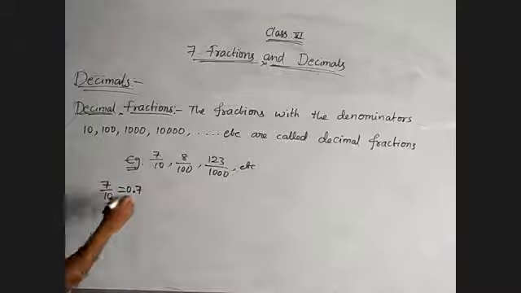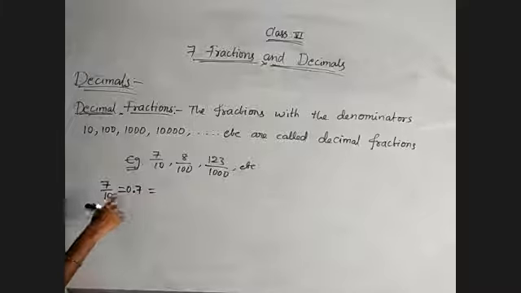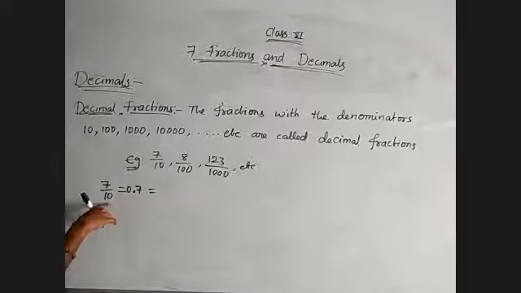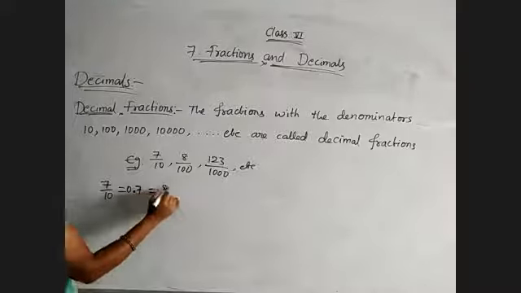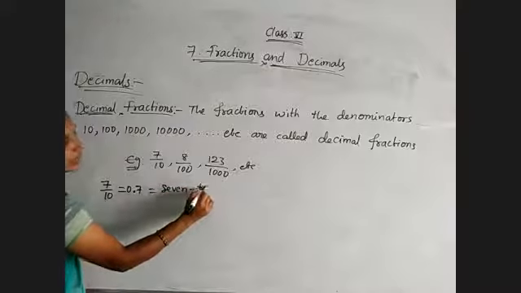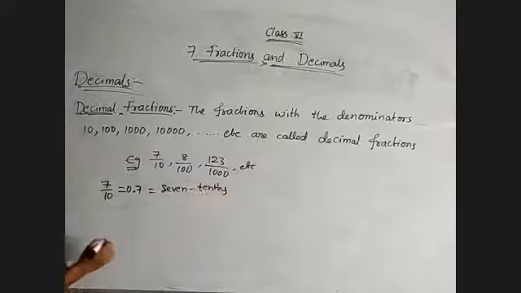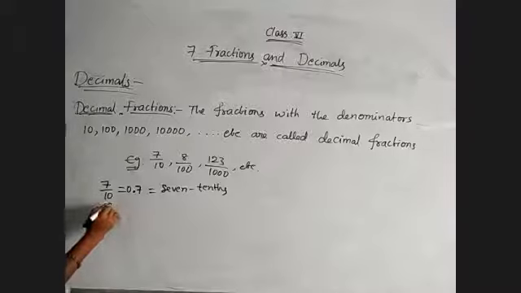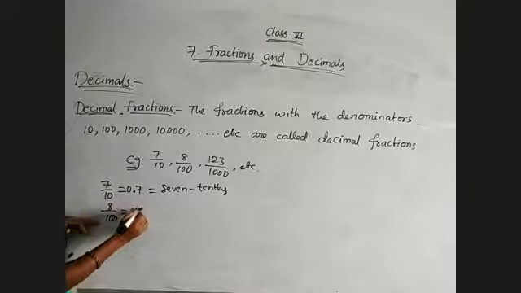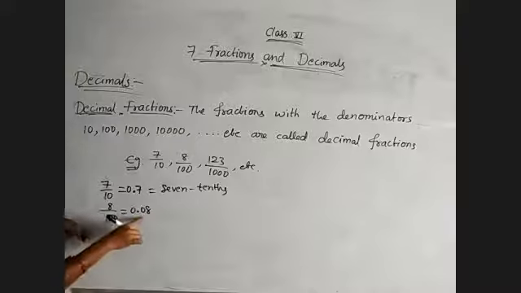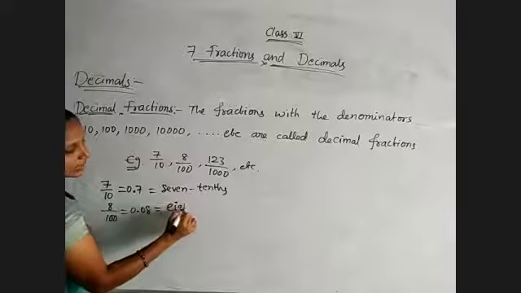In words, we read it as 0.7 as a decimal number, and as the fractional number 7 tenths. And 8 by 100 we have. That is equal to 0.08, because 2 zeros are there, so 2 decimal digits. Only one number we have, that's why 0.08. It is equal to 8 hundredths in words.